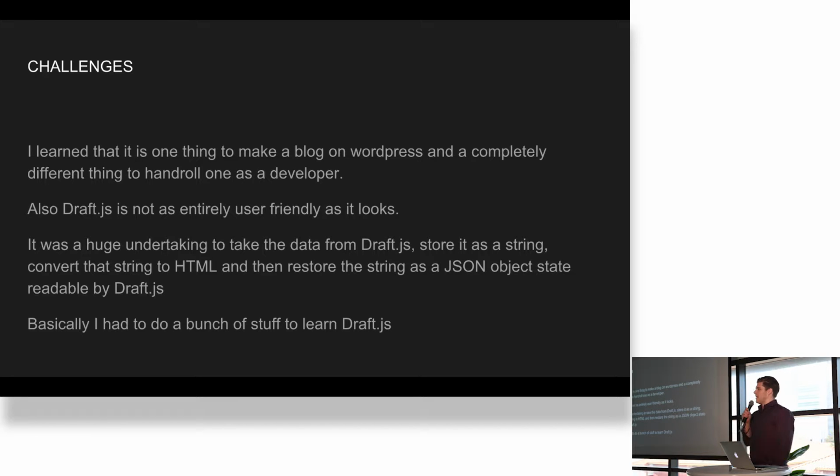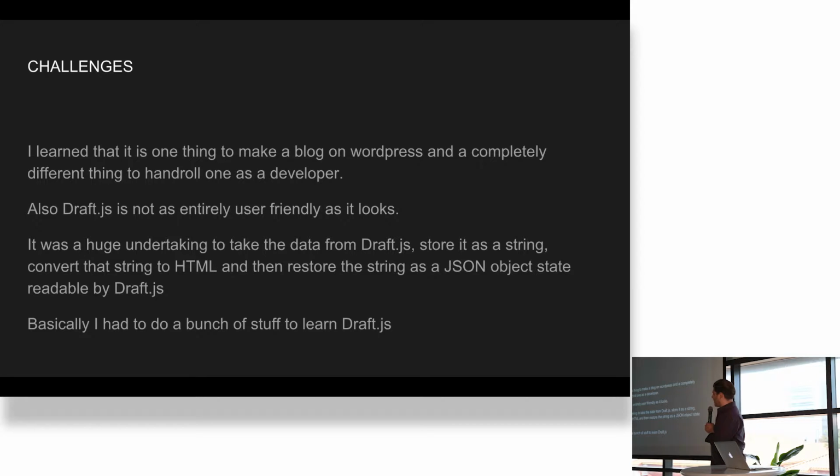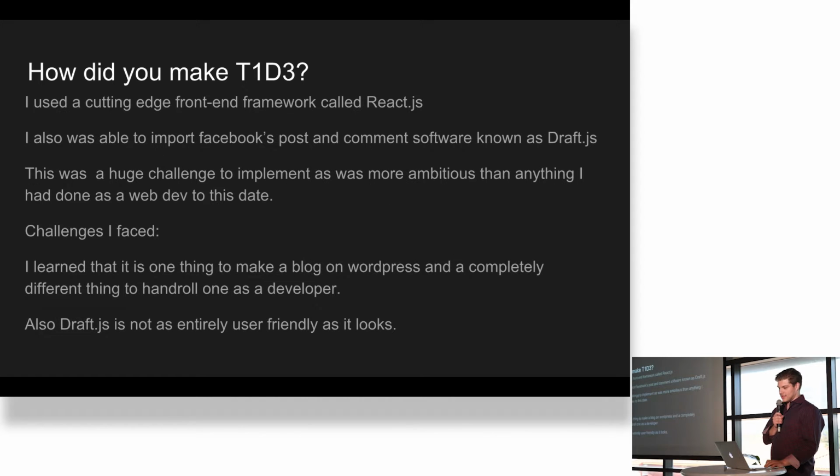So, in making Tide, which is kind of like a blog, but a little bit more than that, I found out it's one thing to make a blog on WordPress. It's a completely different thing to hand-roll one as a developer. And Draft.js, a plugin I used, is not very user-friendly, even though it was made by Facebook to work with React. Go figure. So it was a huge undertaking to take the data from Draft.js, stored as a string, convert that to HTML, restore it as a JSON object state and readable by Draft.js. Don't worry about what any of that means, just know that that took a really long time and it was super frustrating. So I had to do a bunch of stuff to learn Draft.js.